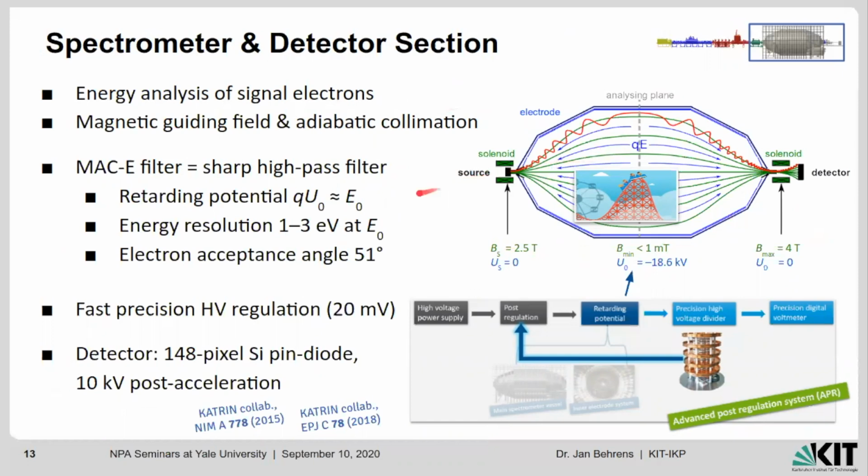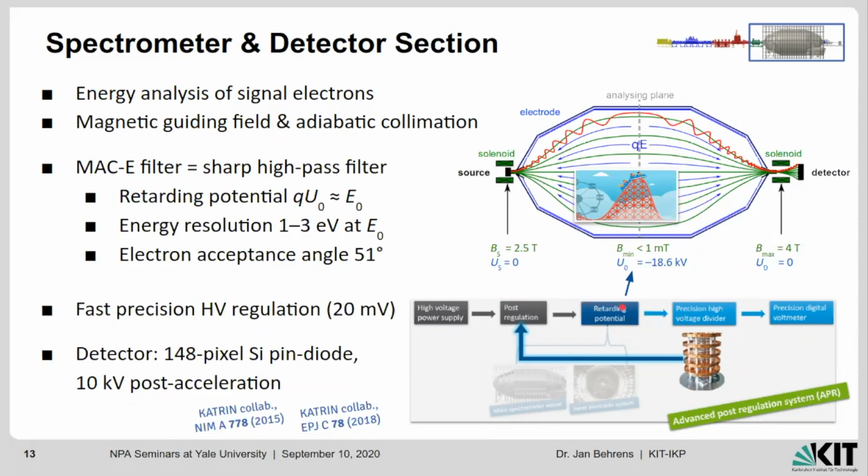The spectrometer is called the MAC-E filter, and it acts as a high-pass filter for the signal electrons with a retarding potential that is close to the endpoint, so typically 18.6 kilovolts negative. We achieve an energy resolution of 1 to 3 electron volts at this endpoint, and also a large acceptance angle. I will come back to the acceptance angle on the next slide.